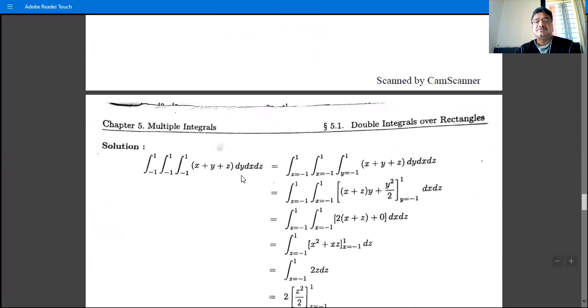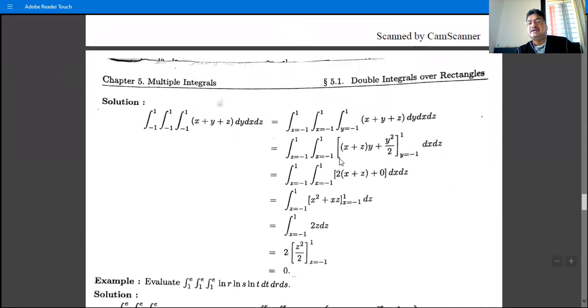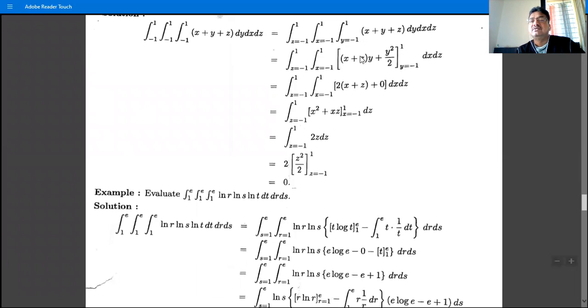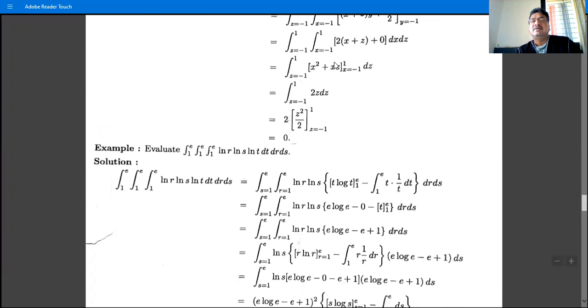So with respect to y, integration is this. With respect to y means x plus z is constant, and integration of a constant is constant into variable. We have this answer, and then value at the upper limit, that is substitute y as 1, and then y as minus 1. So value at the upper limit minus value at the lower limit. We have this answer. Then its integration with respect to x is this. Then again minus 1 to 1, lower limit, upper limit. Then substitute x as 1 and x as minus 1.